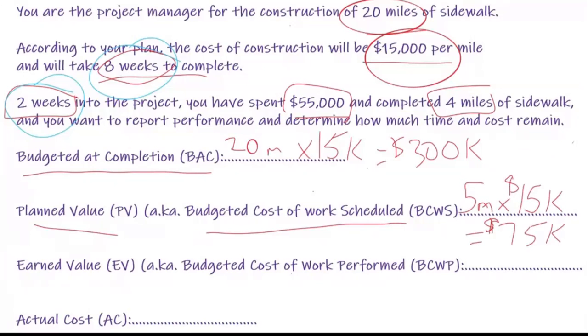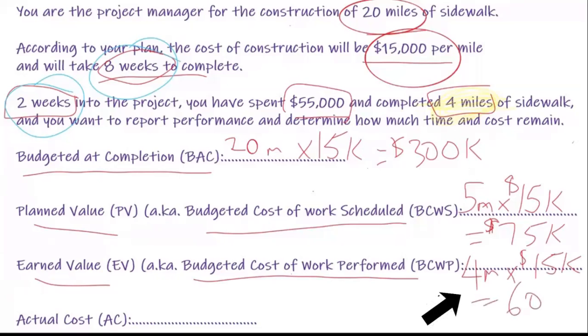Now let's look at the reality, which is earned value. How much have we actually done? This is the budgeted cost of work actually performed, BCWP. We've done 4 miles of sidewalk, and the 4 miles that we've done are worth how much? They're worth $15,000 each, right? And therefore the 4 miles are worth $60,000. So we have done $60,000 worth of work, and that is considered the earned value.